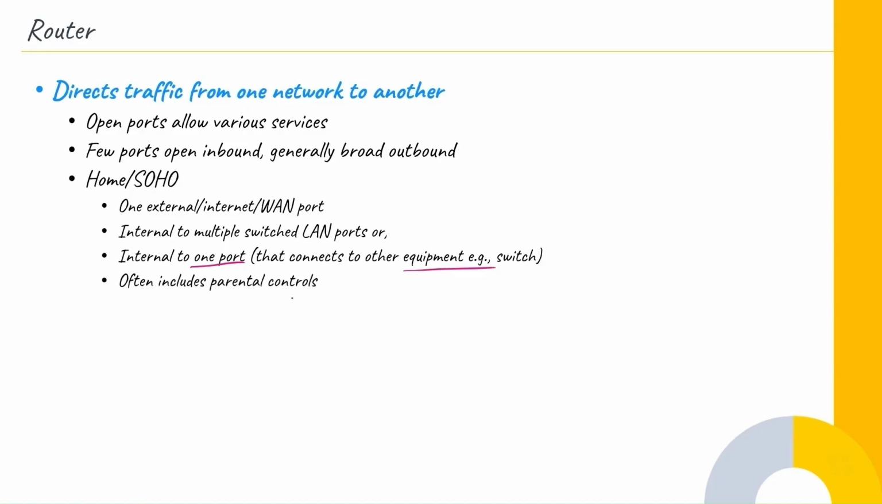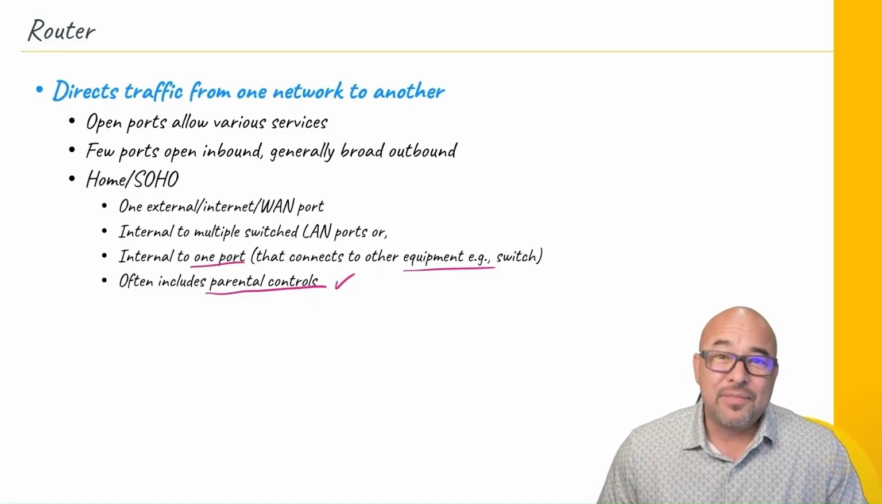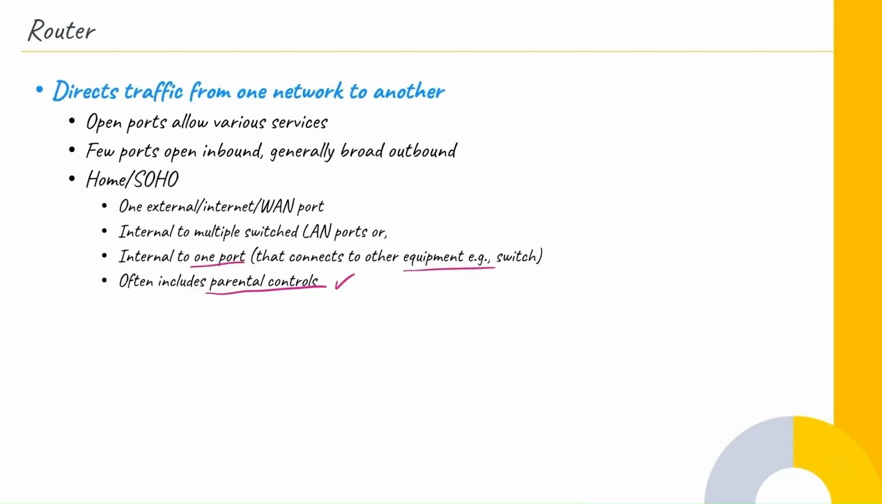These at a home or small office, home office level will also often include something like parental controls. So it'll block certain naughty websites and things like that, and of course your teenagers will figure out how to get around that in about 30 seconds.